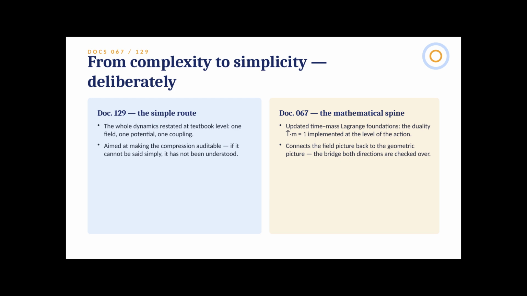Document 67 is the mathematical spine. The updated time-mass Lagrangian foundations with the duality T tilde times m equals 1 implemented right at the level of the action. It connects the field picture back to the geometric picture, and the bridge is checked in both directions.